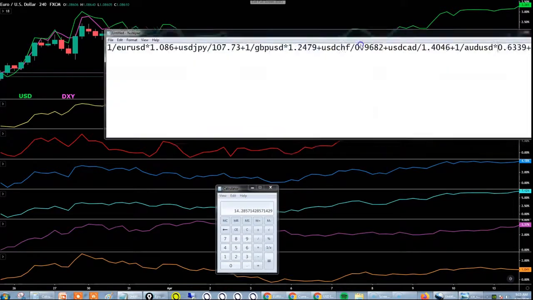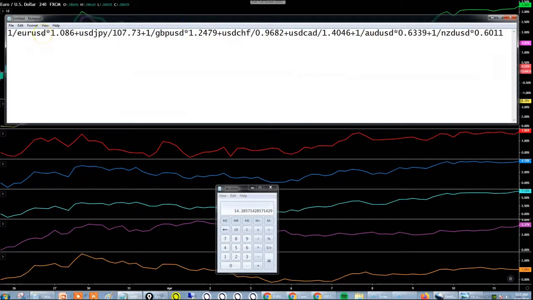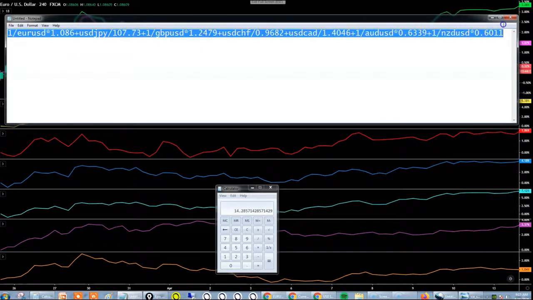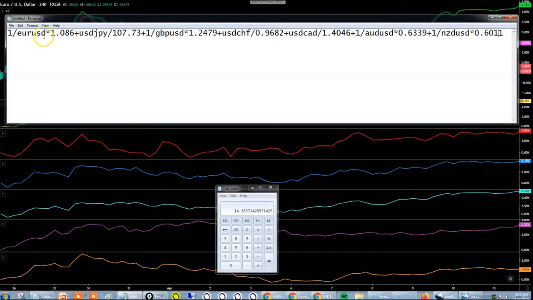So essentially, here is the formula as it stands today, and you will notice that the formula has 7 currency pairs: euro US dollar, dollar JPY, pound US dollar, dollar Swiss franc, dollar Canadian, Aussie US dollar, and New Zealand US dollar. It also needs to account for the harmonization, or normalization, of volatility. That's why I'm adding the actual value of that currency in the denominator, so that the movements in one that is more volatile than the other are not going to be out of whack.